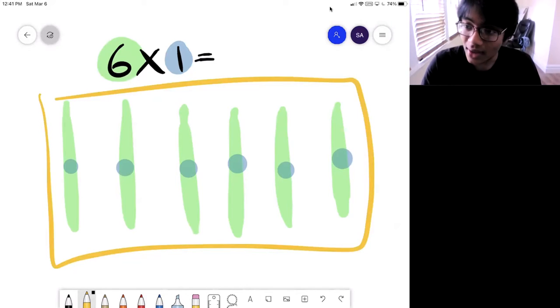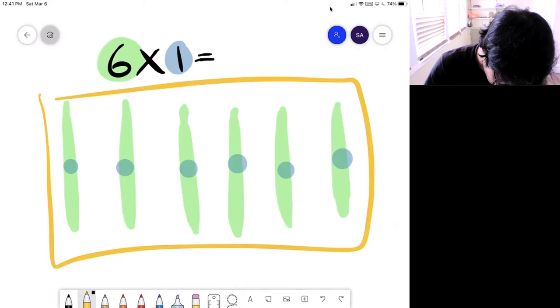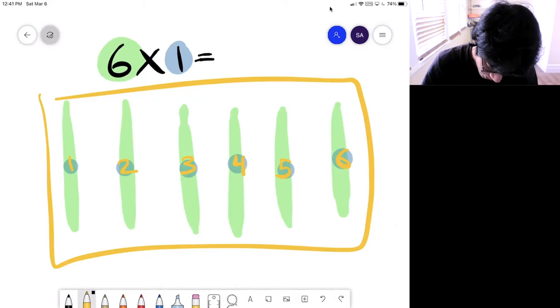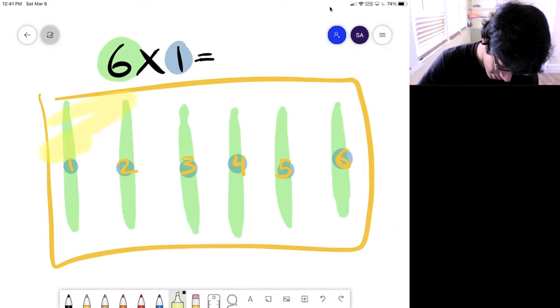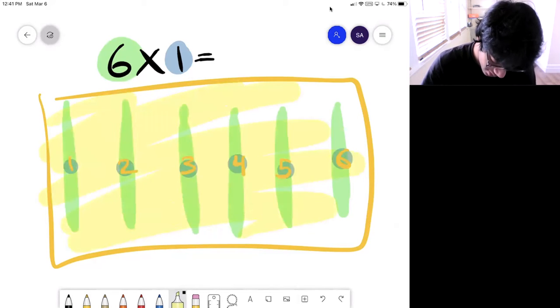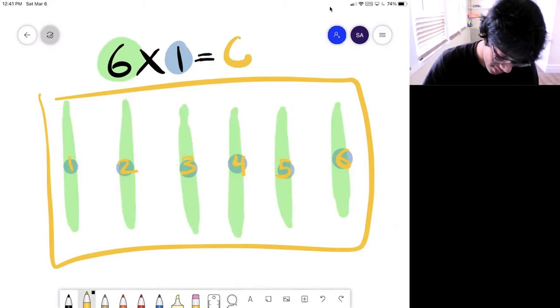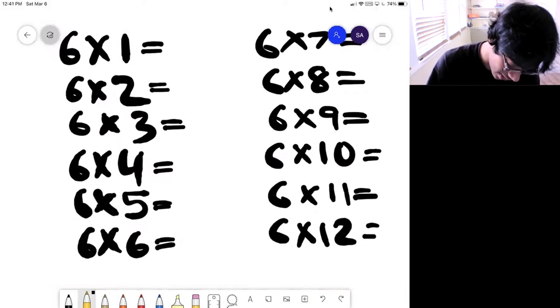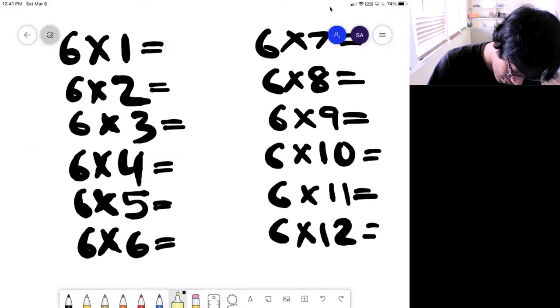So count it up. We have 1 dot, 2 dots, 3 dots, 4 dots, 5 dots, 6 dots. So we have 6 dots. So what is 6 times 1 going to be? Well, how many dots in the whole shebang? Well, we just counted. There's 6 dots. So 6 times 1 is 6. We can go back to our table and happily write 6. Oh, whoa. Where's my yellow placeholder? So 6 times 1 is 6.